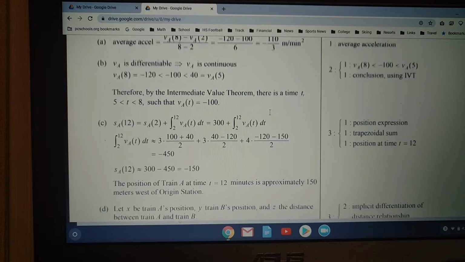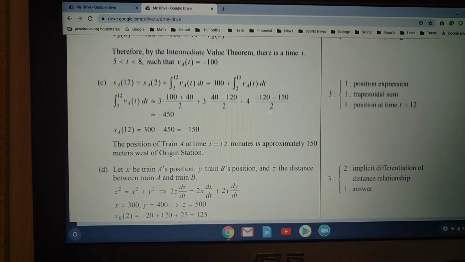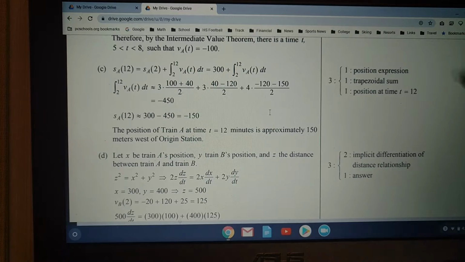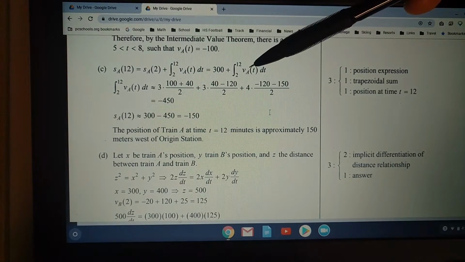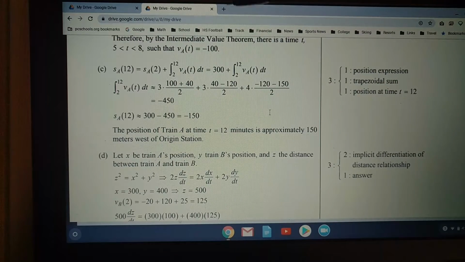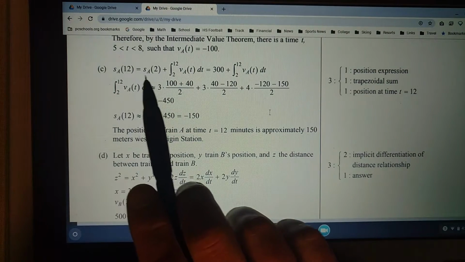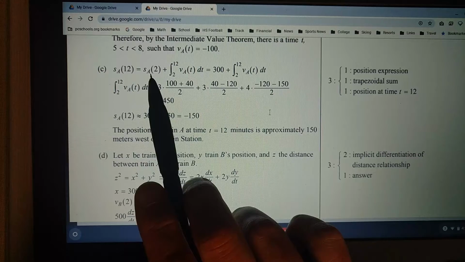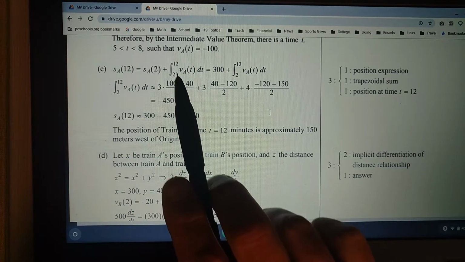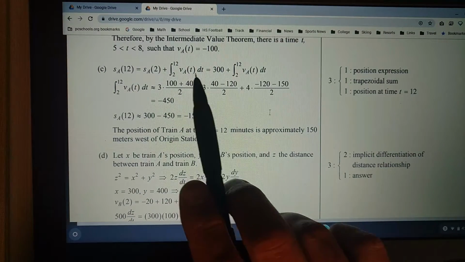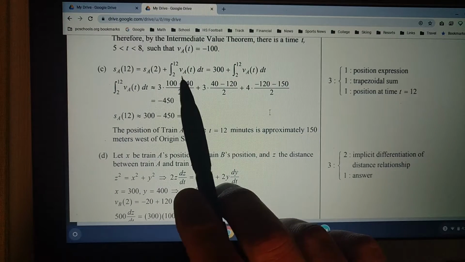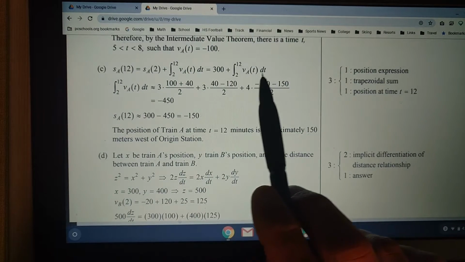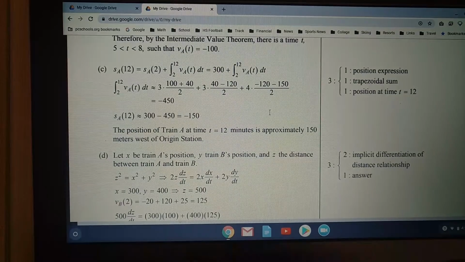Okay, part C. You need an expression for the position. That's found right here. What you need to have is an initial value plus the integral going from 2 to 12 of the velocity function dt. So it could be this right here, or it could be this right here. You could just simply insert the 300 to get your position equation.